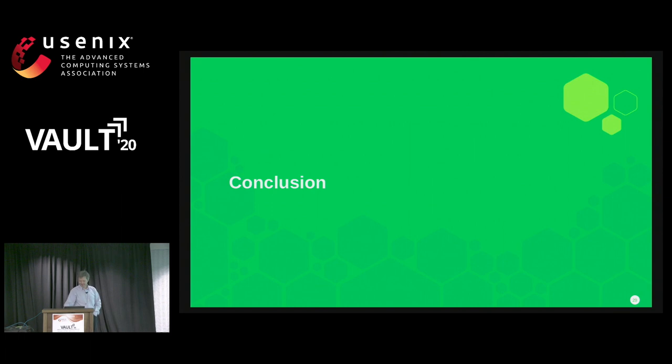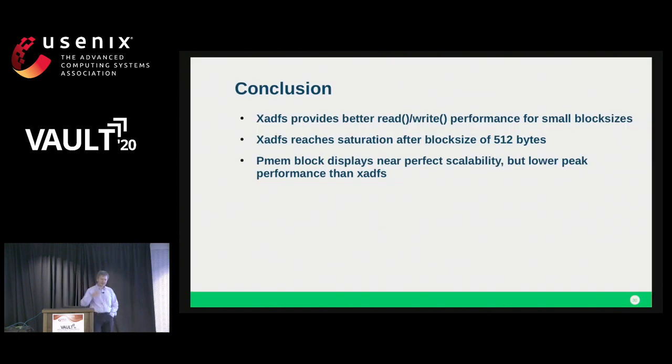So this is as a conclusion then. Yes, I did quite well. For small block sizes, the file system actually provides you with a better performance. After 512 bytes, we were going into saturation and it wouldn't scale any further. And PMA blocks has nearly perfect scalability, but a lower peak performance.